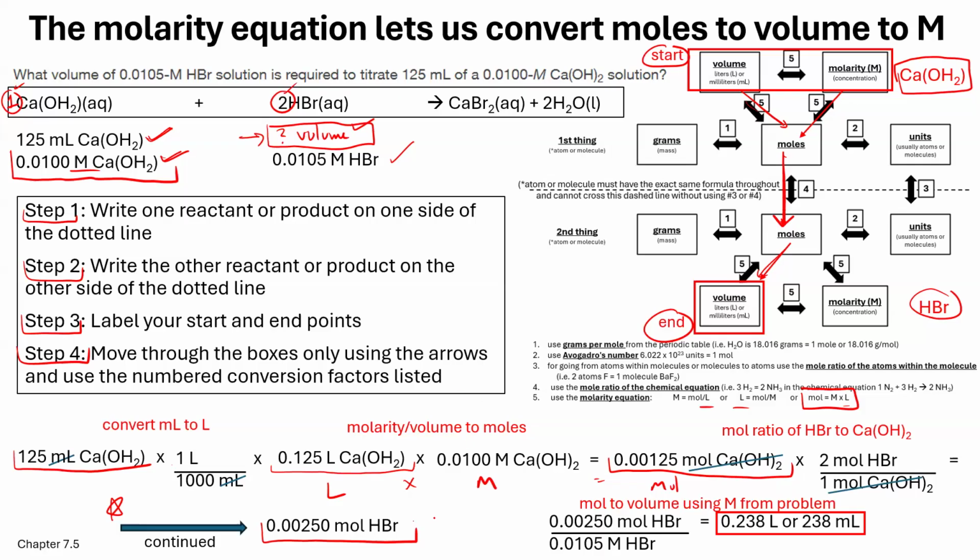Now we carry this over, because we need to figure out volume. We need to find volume, which is liters, and it's moles divided by molarity. But where do we get that molarity from? It was given to us at the beginning of the problem. We just didn't use it until way later. So we do 0.00250 moles HBr divided by 0.0105 molar HBr. Our answer is 0.238 liters, or if they want it in milliliters, you can convert to milliliters.